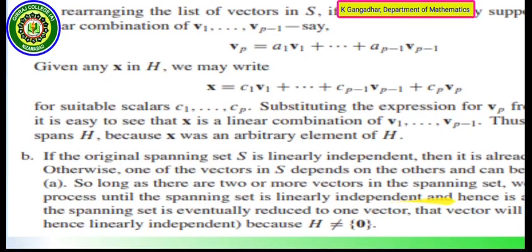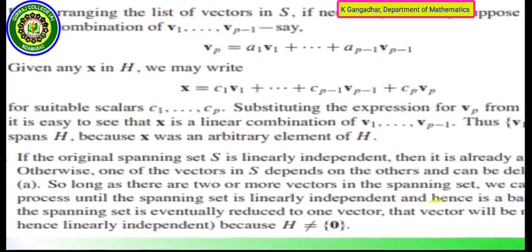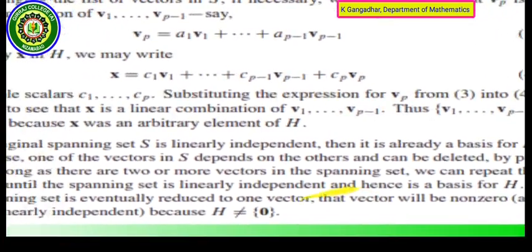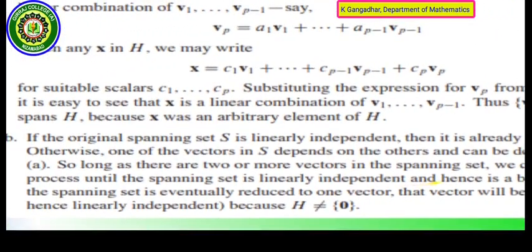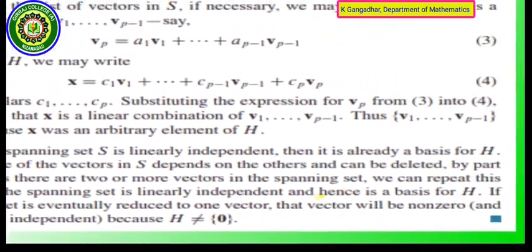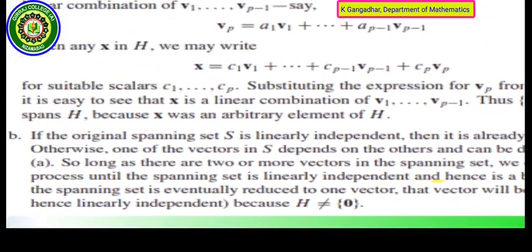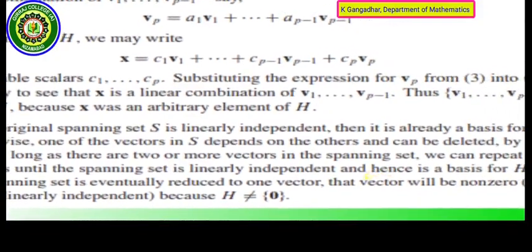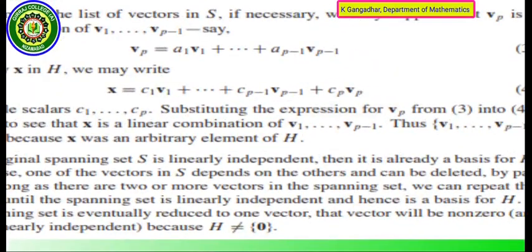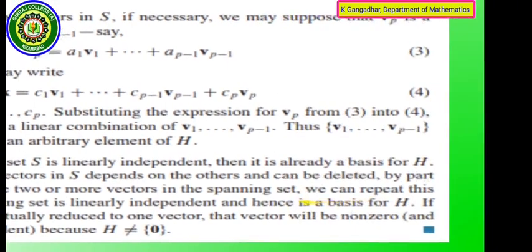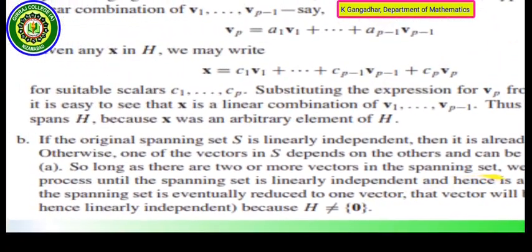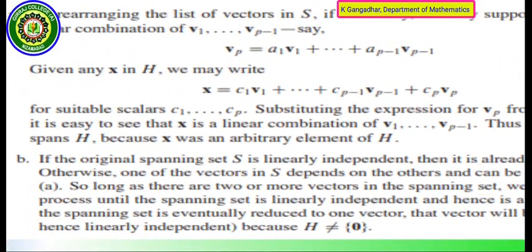So long as there are two or more vectors in the spanning set, we can repeat this process until the spanning set is linearly independent. Therefore, it is a basis for H. If the spanning set is eventually reduced to one vector, then that vector will be non-zero, so it is linearly independent. Therefore, we say that H is not equal to the singleton {0 bar}. So that is the spanning set theorem.